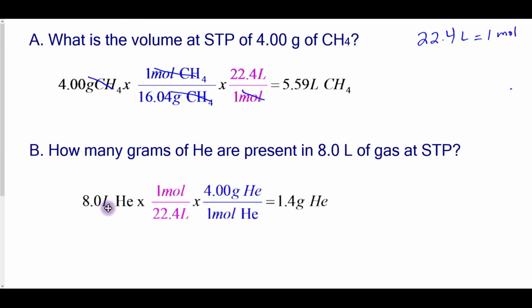The problem starts with liters of gas. To change to grams, I know I need to use the molar mass, which means I need moles. So again, the 22.4 liters per 1 mole is used. This time I have liters, so the 22.4 liters goes on the bottom. I have 1 mole of helium, and using the molar mass from the periodic table, I have 4 grams of helium per every 1 mole of helium. When I do the calculations, I end up with 1.4 grams helium.